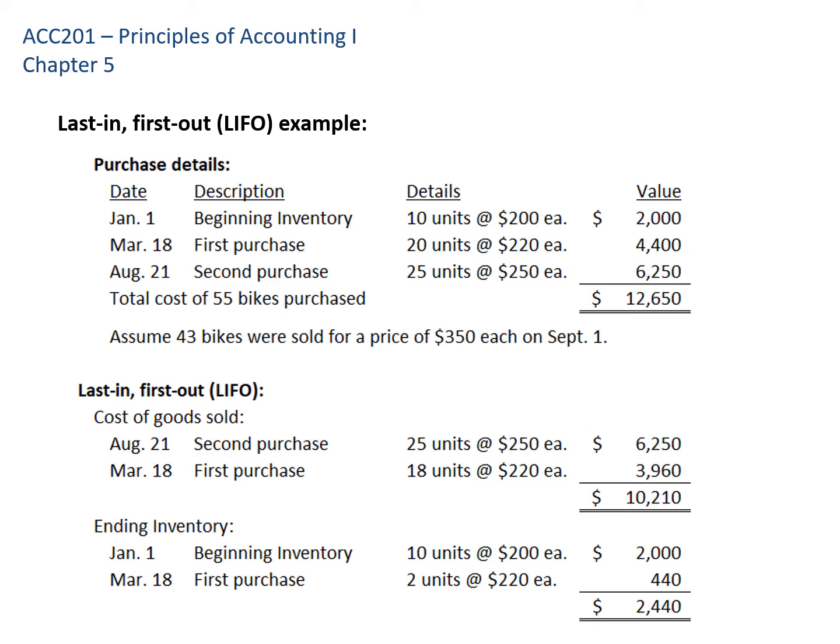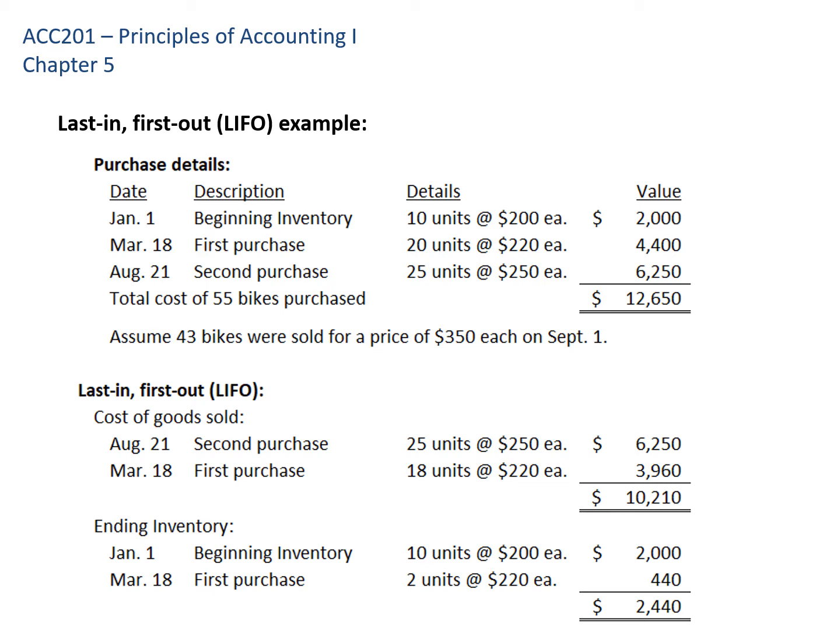And I sell 43 bikes. Well, now I'm going to give the customer those 25 that I just purchased at $250, and then I'm going to have to dip into the first purchase and give them 18 to give them their total of 43. So that gives me a cost of $10,210.